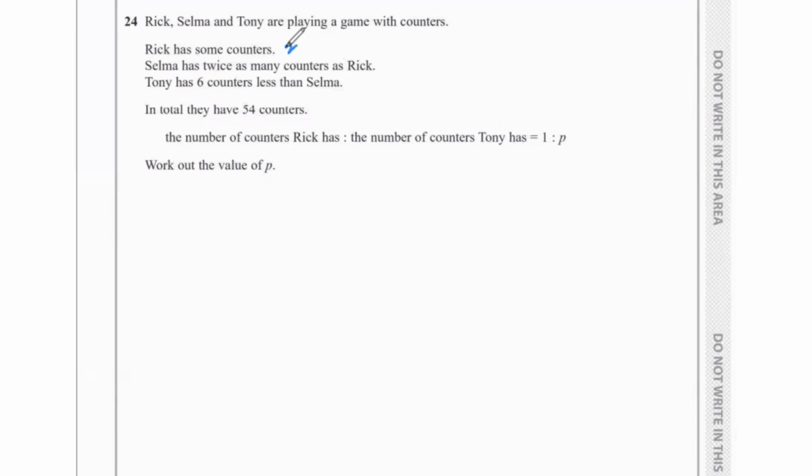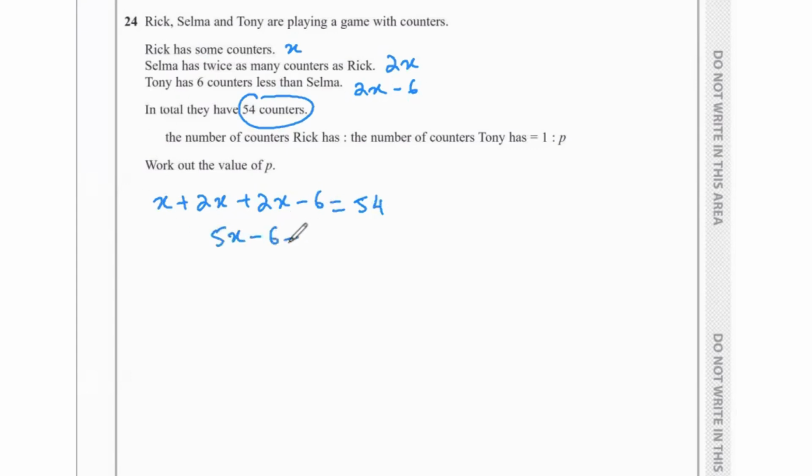So if we assume that Rick has X counters, Selma will have 2X counters, and Tony will have 2X minus 6 counters. So altogether, there are 54 counters. So X plus 2X plus 2X minus 6 equals 54. That's going to be 5X minus 6 equals 54. 5X equals 54 plus 6, and that's going to be 60. So X is 60 divided by 5, which is 12.